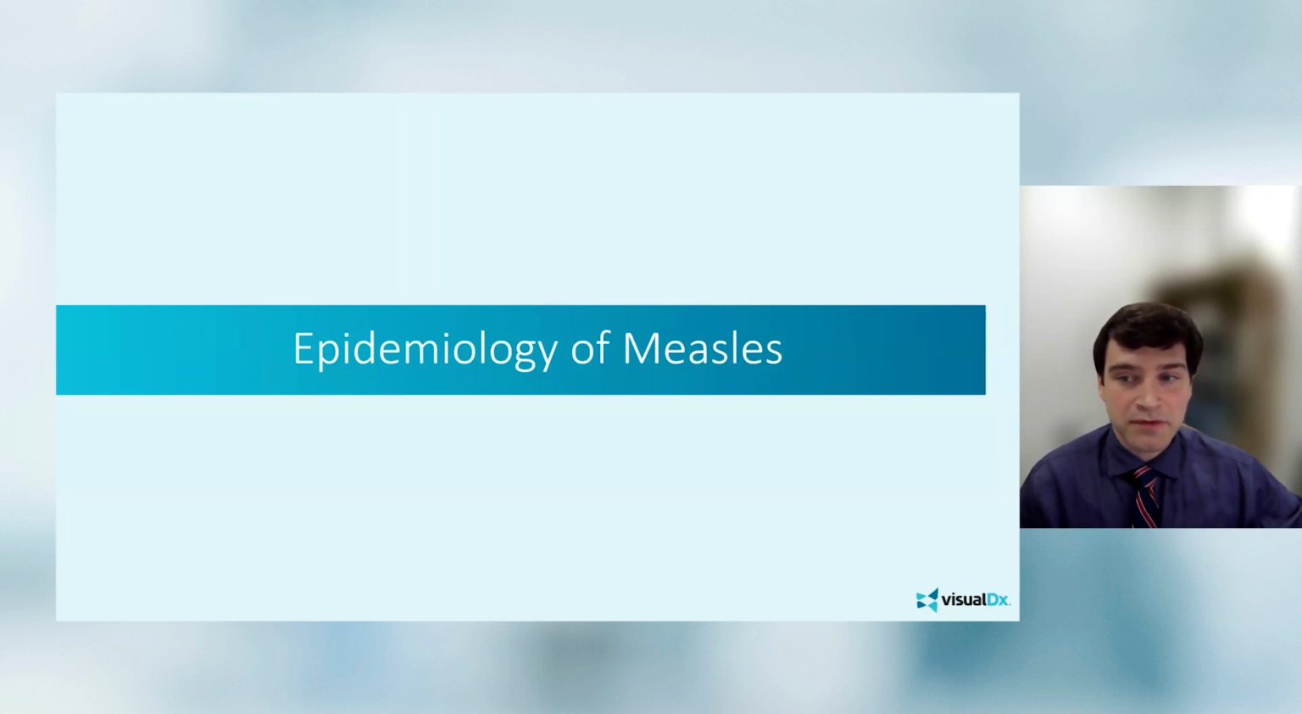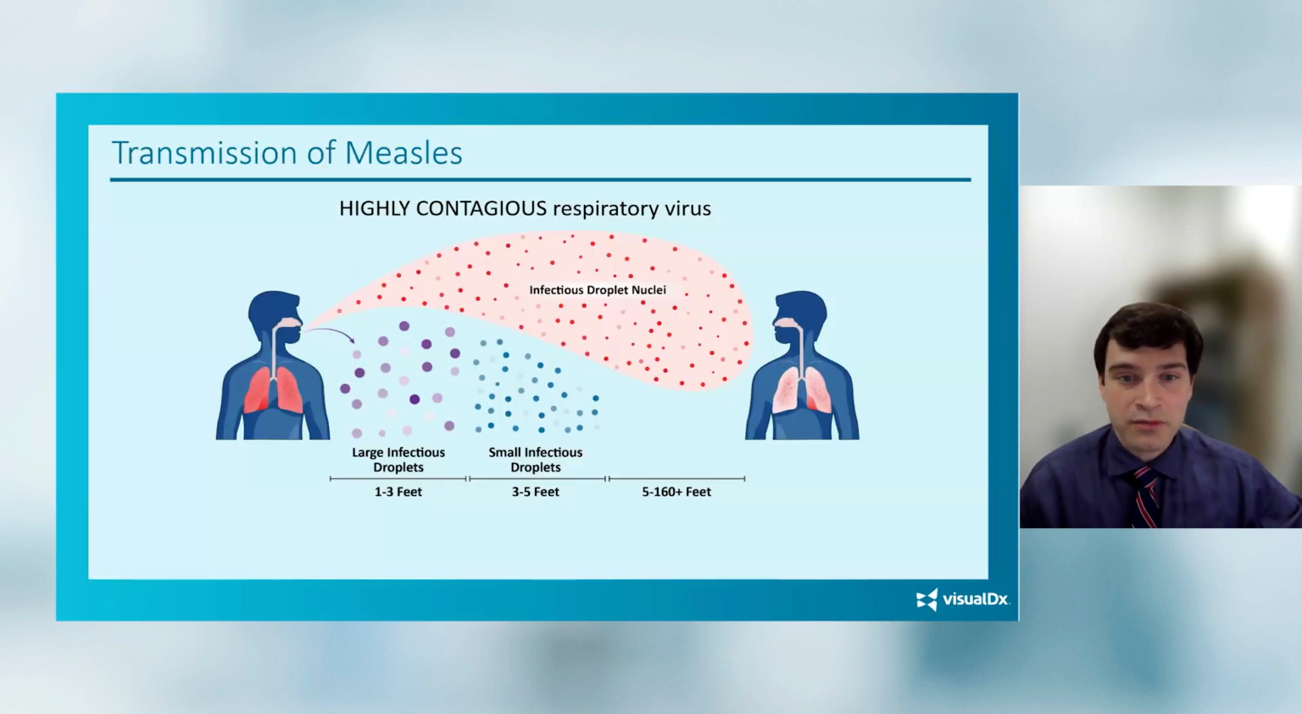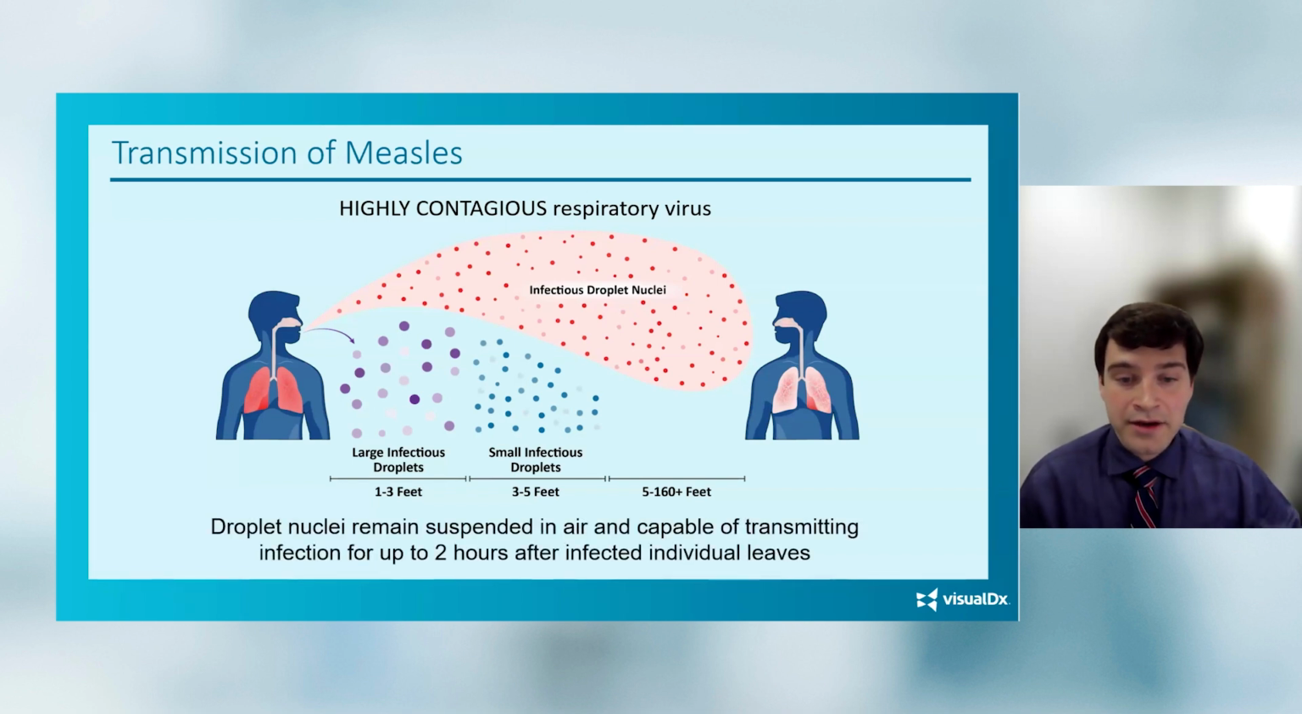So briefly, just to discuss some of the epidemiology of measles, because I think it's important to understand what we're up against here. Measles is a highly contagious respiratory virus. It is transmitted primarily through the airborne route. And so tiny droplet nuclei are produced by somebody with measles, usually by coughing. And these nuclei are so small, they don't get carried to the ground by gravity. Instead, they get suspended in the air, and they can fill the entire volume of the room that they're in. And they can remain infectious and suspended in the air for up to 2 hours, even after an infectious individual leaves the room. This is part of what makes measles so contagious.